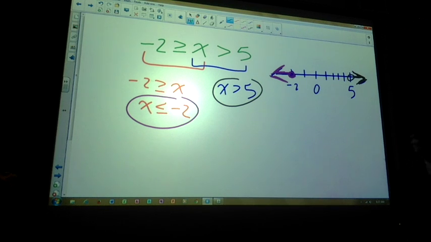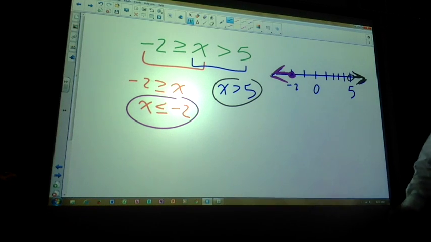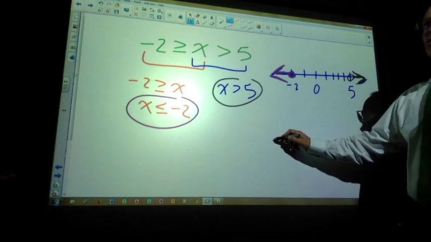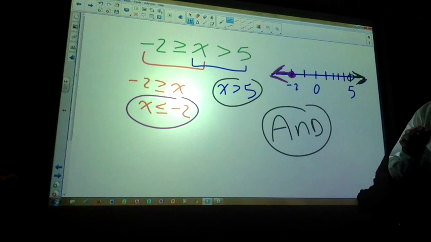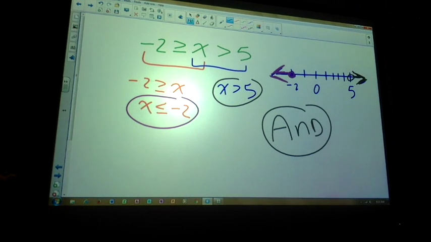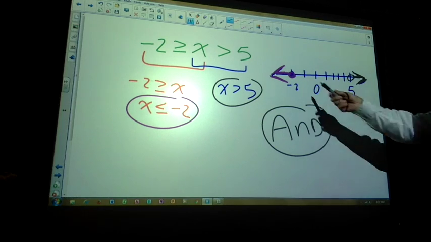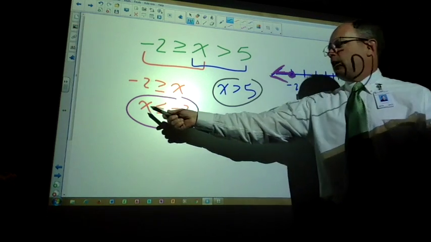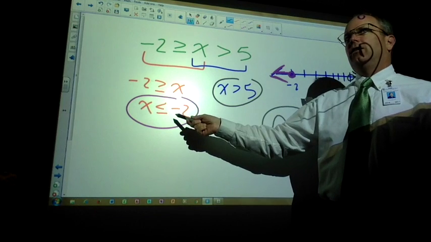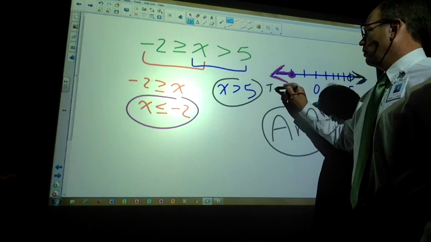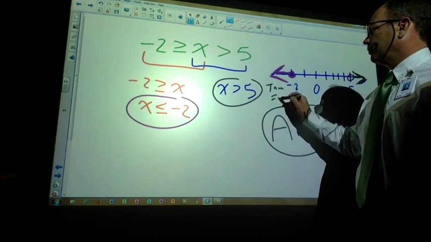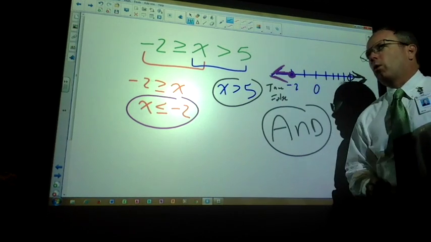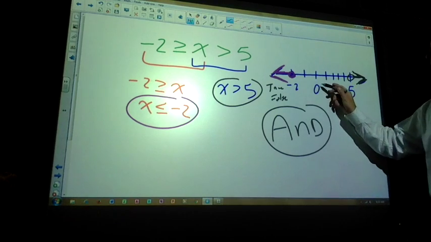Now we just gotta get out. Don't you fill in the middle? Okay, so we all agree this, yes? That means both parts have to be true. Yep. So if I pick, say, -10, which is over here, -10 is less than or equal to -2. That's true. If I plug -10 in here, I get false. So does anything in the purple work? No. Let's pick in the middle.